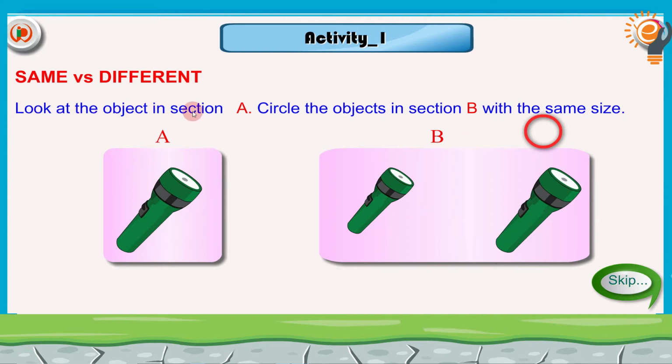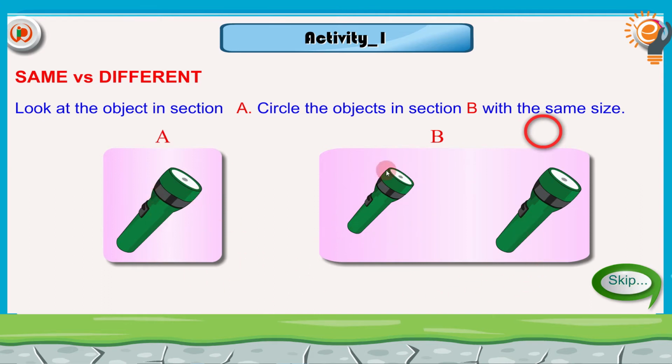Look at the object in section A. Circle the objects in section B with the same size. So this is the object in section A. We have two objects in section B. We have to circle the object in section B which is same as this object in A. Now let's see. This is a torchlight. These are torchlights, but this is small and this is same as this one. This is same as this one.